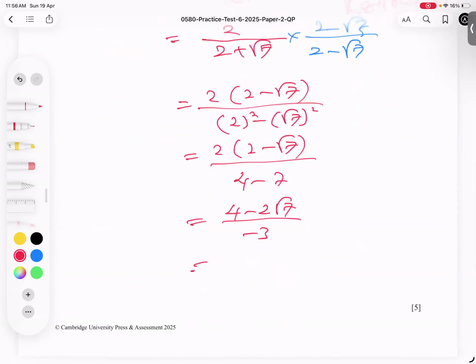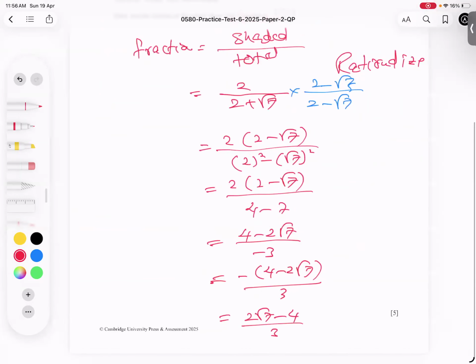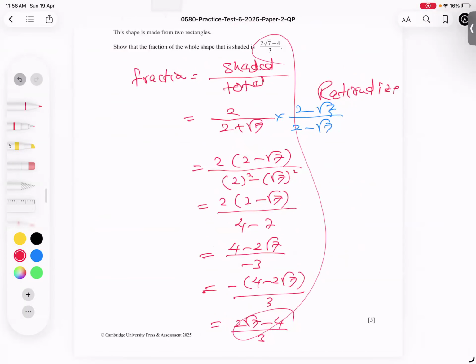So the negative will go up, like this. We can bring it up and 3 as it is. The negative will multiply inside, the sign will change. So here we can say 2 root 7 positive and 4 negative, and here 3. Check it now. Yes, we have done it, exactly proved.